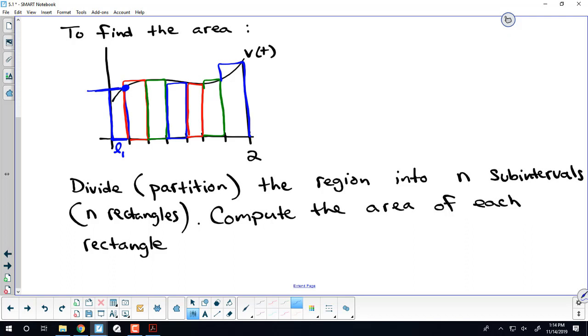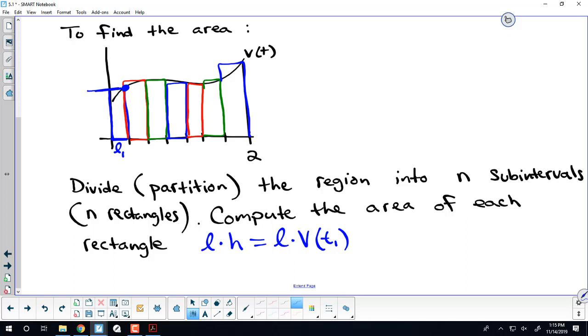So the area of each rectangle, we'll just say for now, is the length times the height, which is the length times the velocity at some t value, right? That's some value of t. We plug that into the velocity function, and it gives us that y value, which is the height of that rectangle. Do you not do it at the midpoint?